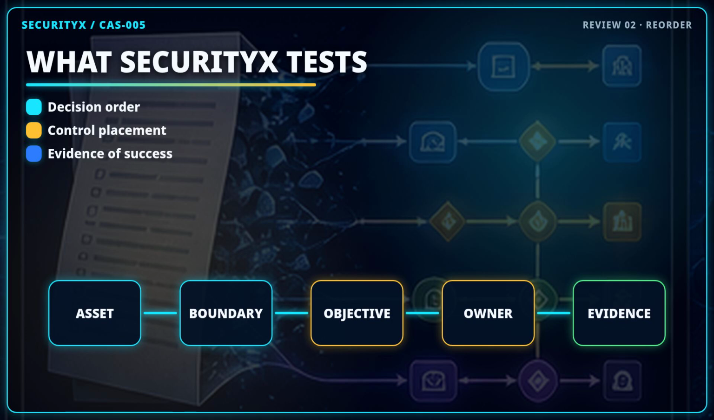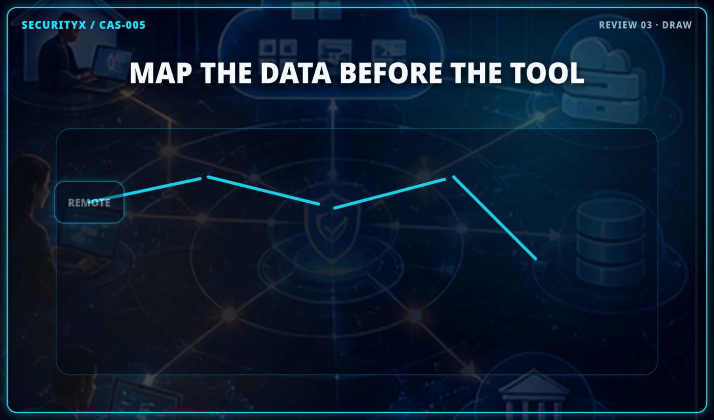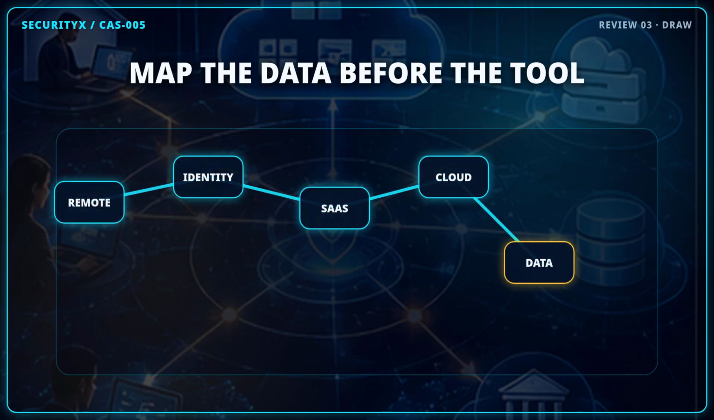What is the asset? Where does trust change? What control objective is needed? Who owns it? And what evidence proves the design works? Start by mapping the data. In a hybrid environment, regulated customer data may move through remote users, SaaS applications, cloud storage, integrations, and third parties. Until the data path is visible, tool selection is mostly guessing.